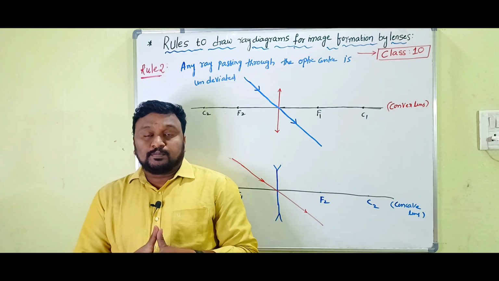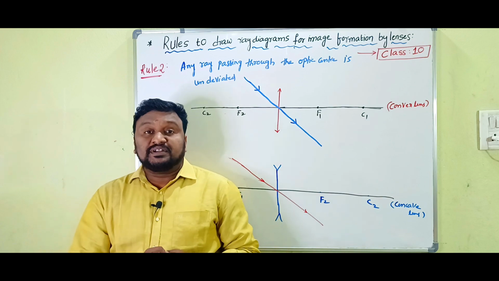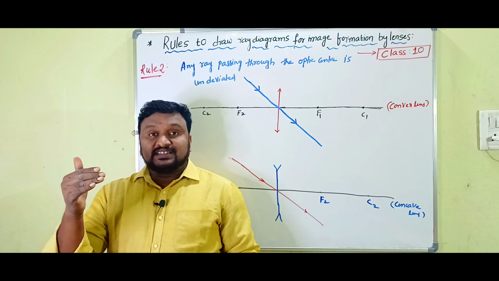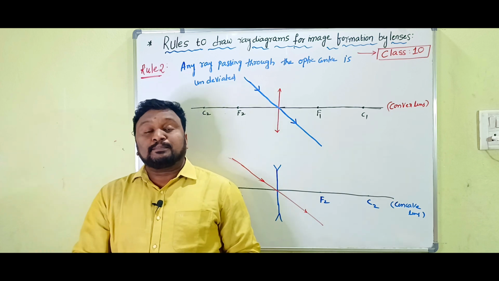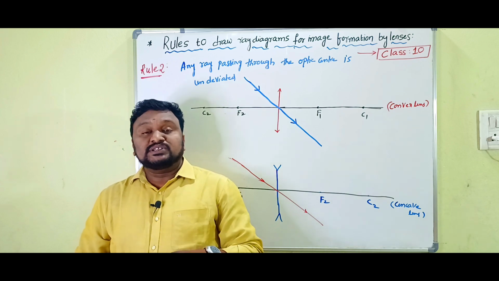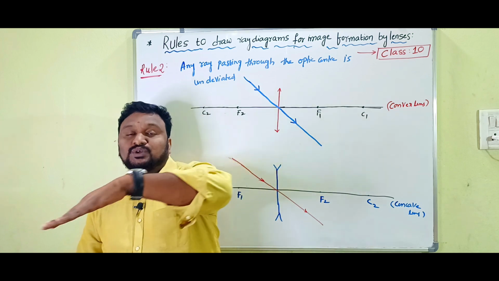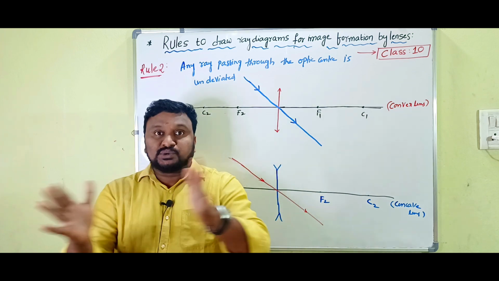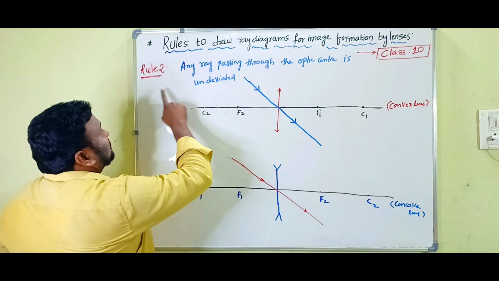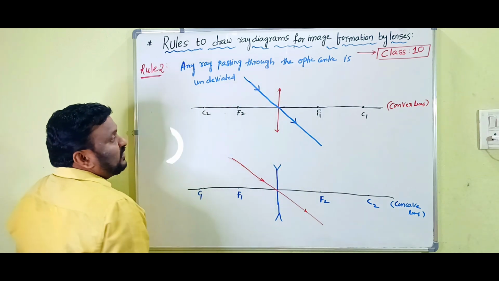Now the second rule: a light ray which passes through the optic center is also undeviated. Light rays incident on or passing through the optic center are also undeviated. Undeviated means there is no change in their path. They keep moving in the same direction, with no change in their path. Let's see that. Rule number 2: any ray passing through the optic center is undeviated.